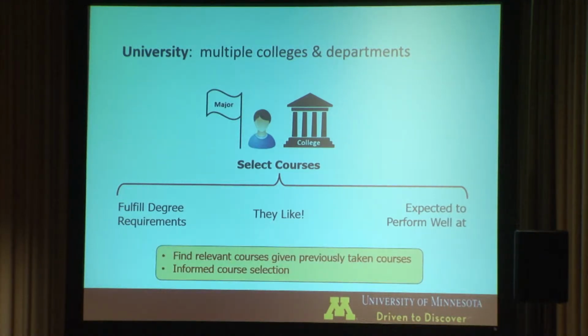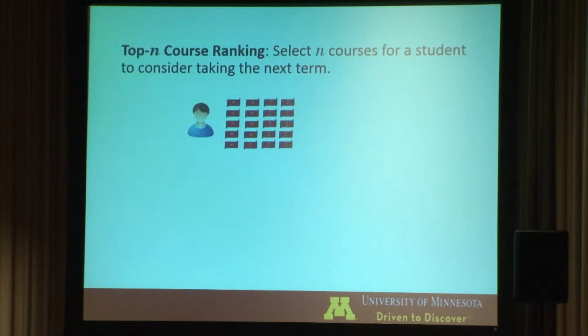An automated course recommendation can help students find relevant courses given what they have taken so far, and it can also help them make informed decisions about future course enrollments. So when it comes to course recommendation, there are two main tasks that we need to consider. The first one is top-N course ranking, in which, given a student and a variety of courses that he's eligible to take in the next term, we would like to select the N most relevant courses to this student and return it for him to consider taking in the next term.